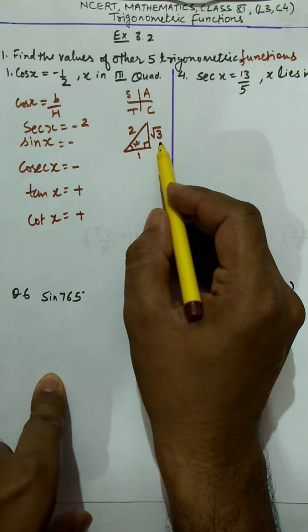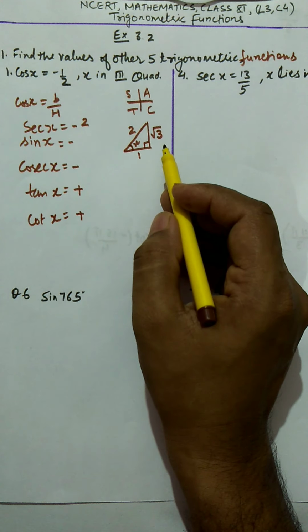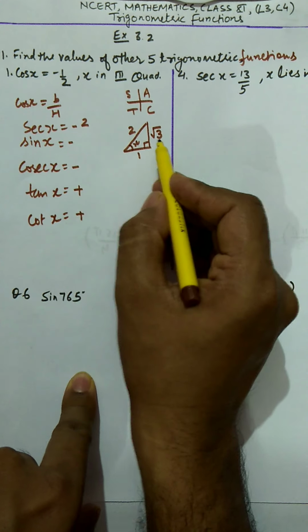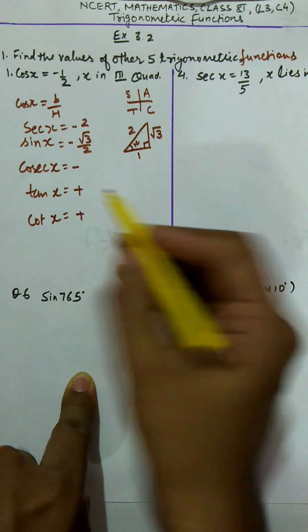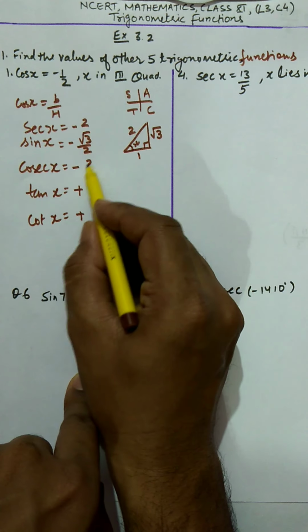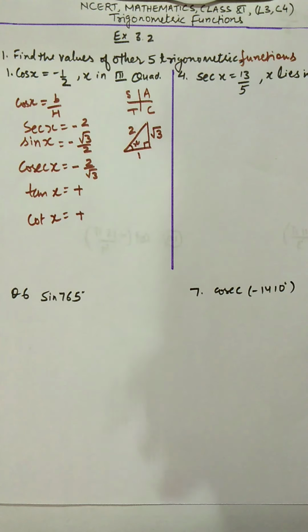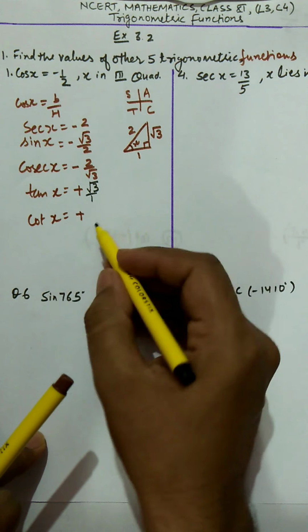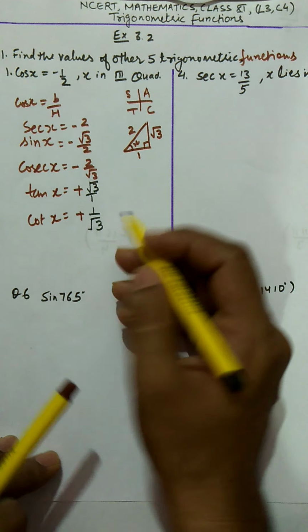Sine is perpendicular upon hypotenuse. You must remember that from class 10th, you did it. So sine will be perpendicular, which is root 3, upon hypotenuse, which is 2. And cosec x is the reciprocal of sine, so you can write 2 upon root 3. Now tan is perpendicular upon base, so this is going to be root 3 by 1, and cot is the reciprocal of tan, so you are going to write 1 upon root 3.